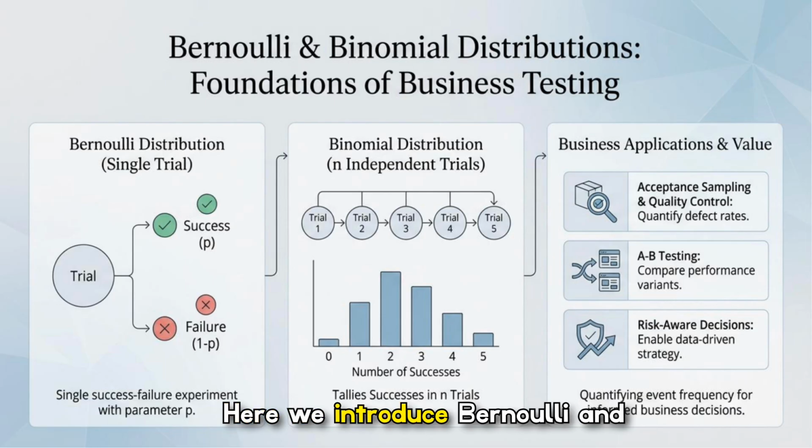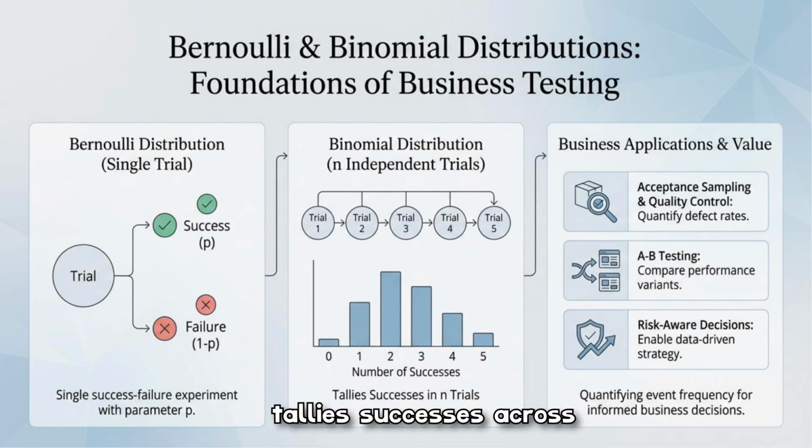Here we introduce Bernoulli and binomial distributions, starting with a single success-failure trial and extending to repeated independent trials. The binomial tallies successes across experiments and underpins business tools like A/B testing, acceptance sampling, and any scenario where we need to quantify event frequencies for informed decisions.